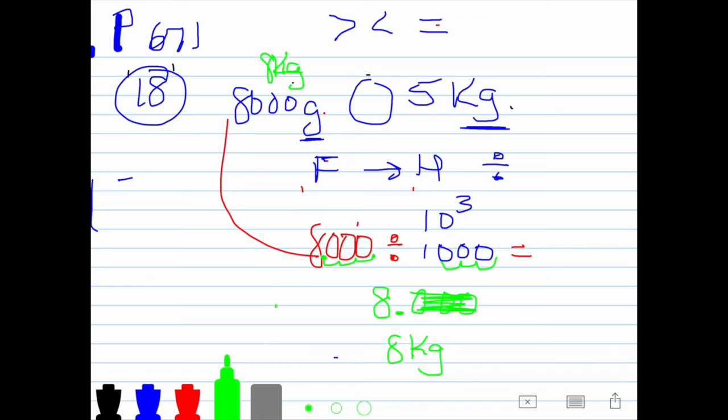Sorry, let me make that a little bit easier to read. 8 kilograms. Which means, which side's bigger? Well, of course. Now I can compare the 2 units because they're both in kilograms. So 8 kilograms is, of course, bigger than 5. So that's my answer for 18.